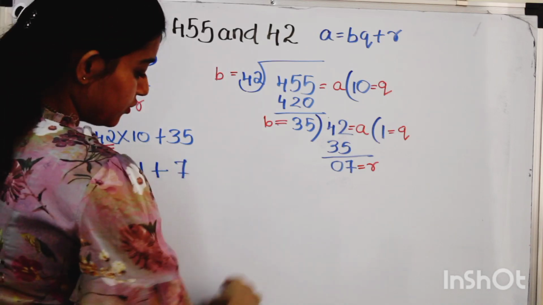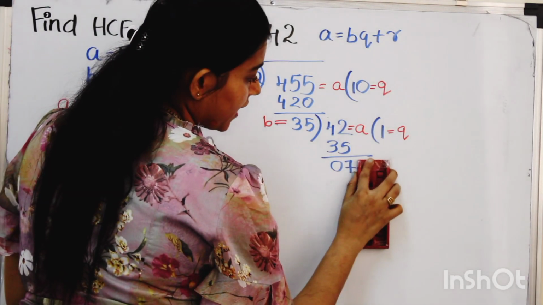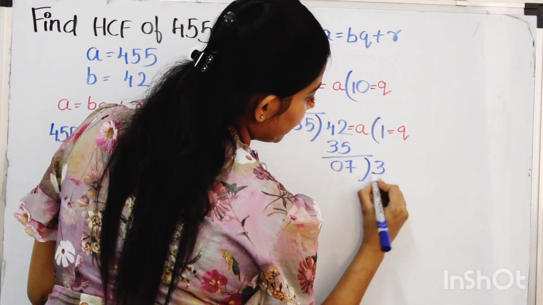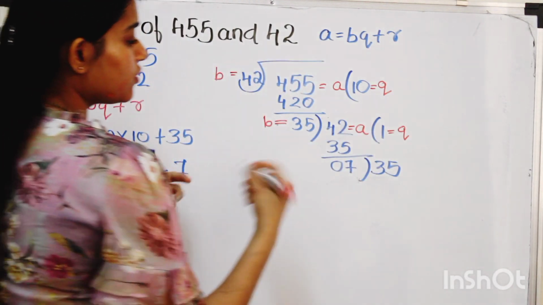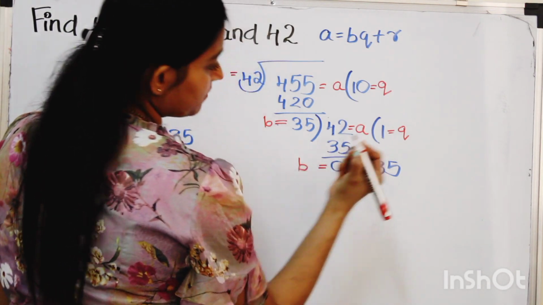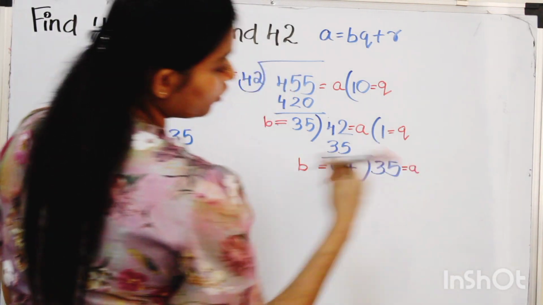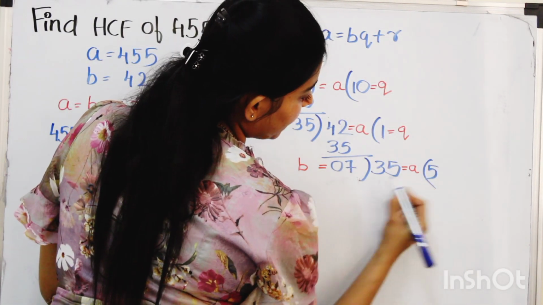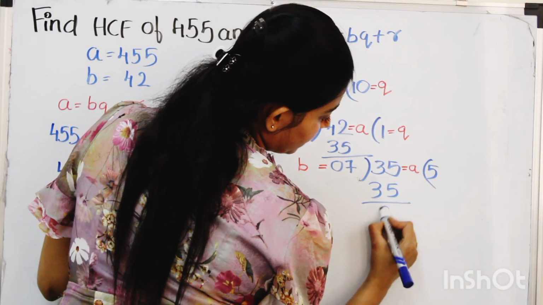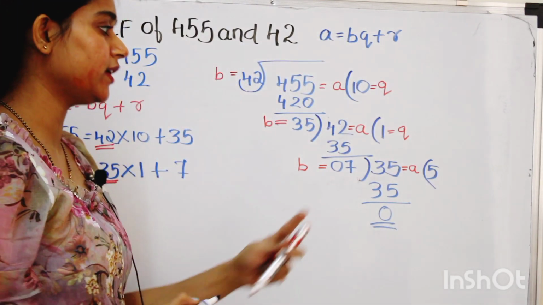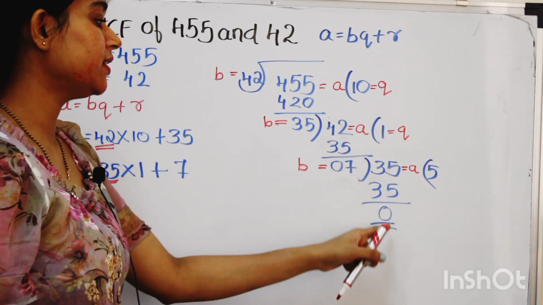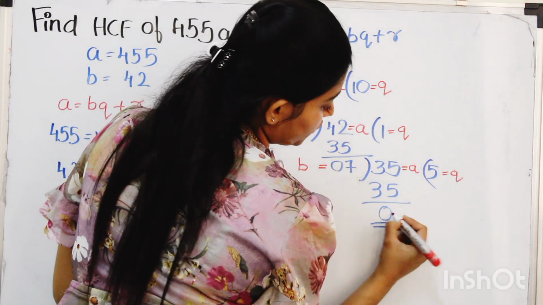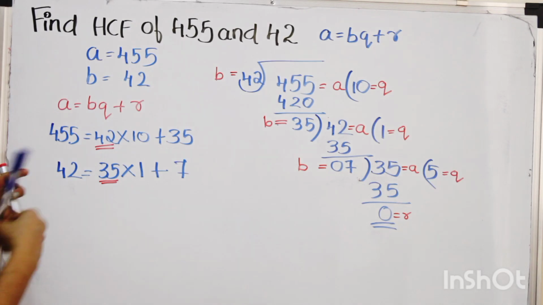So now we have to divide 35 by 7. What is 7 now? 7 is b and 35 is a. You know that 7 fives are 35. Therefore the remainder you got is 0. I told you we have to divide till the remainder is equal to 0. So now 5 is the quotient and 0 is the remainder.